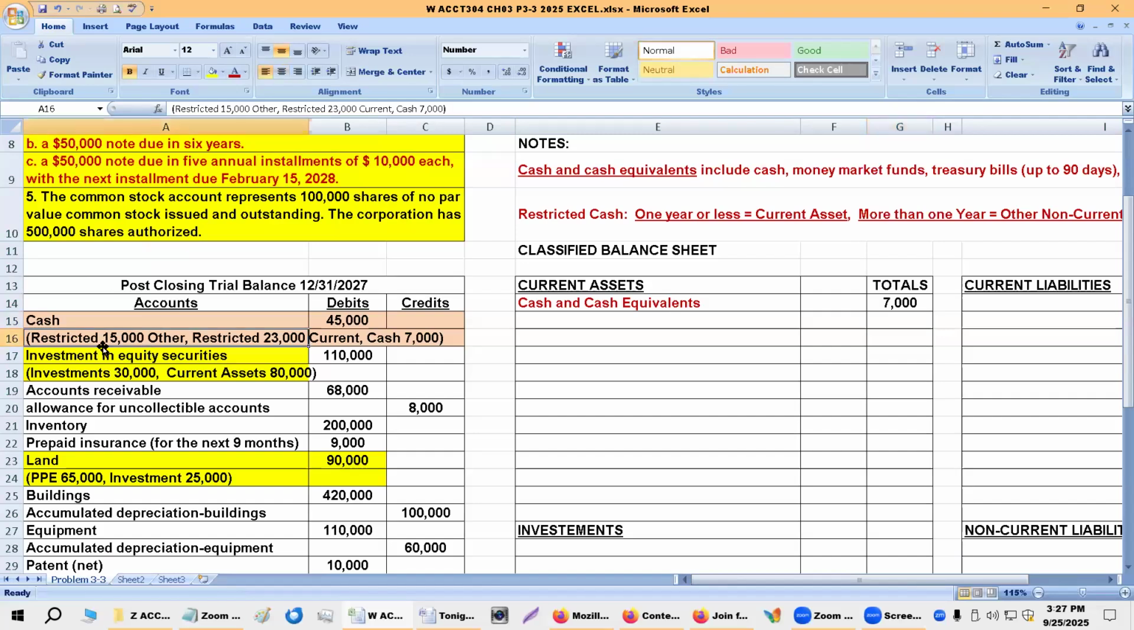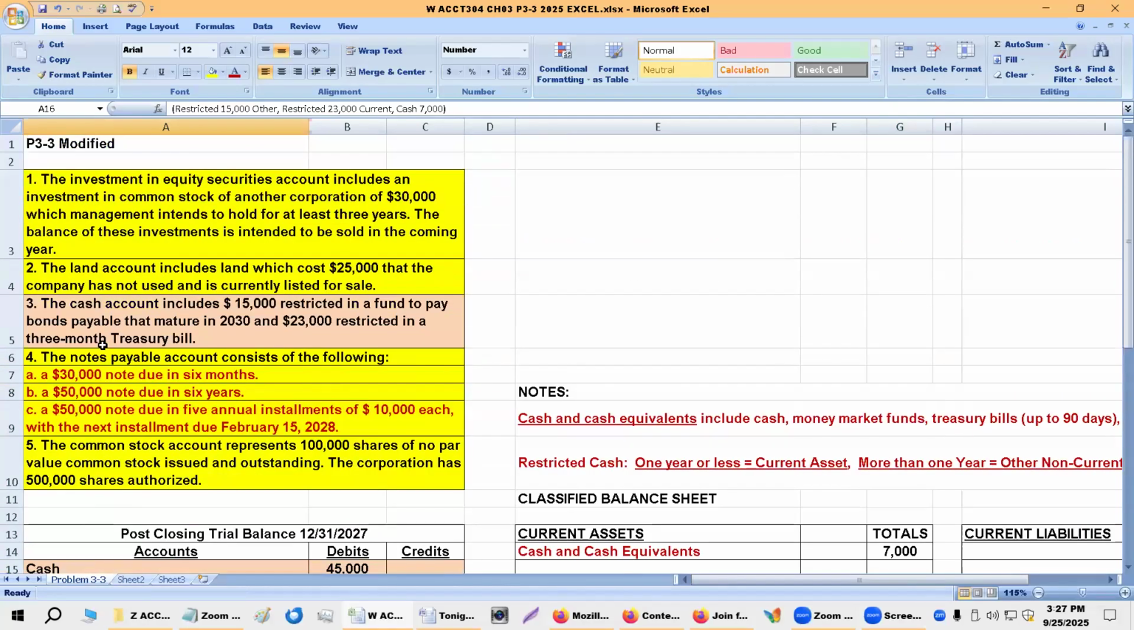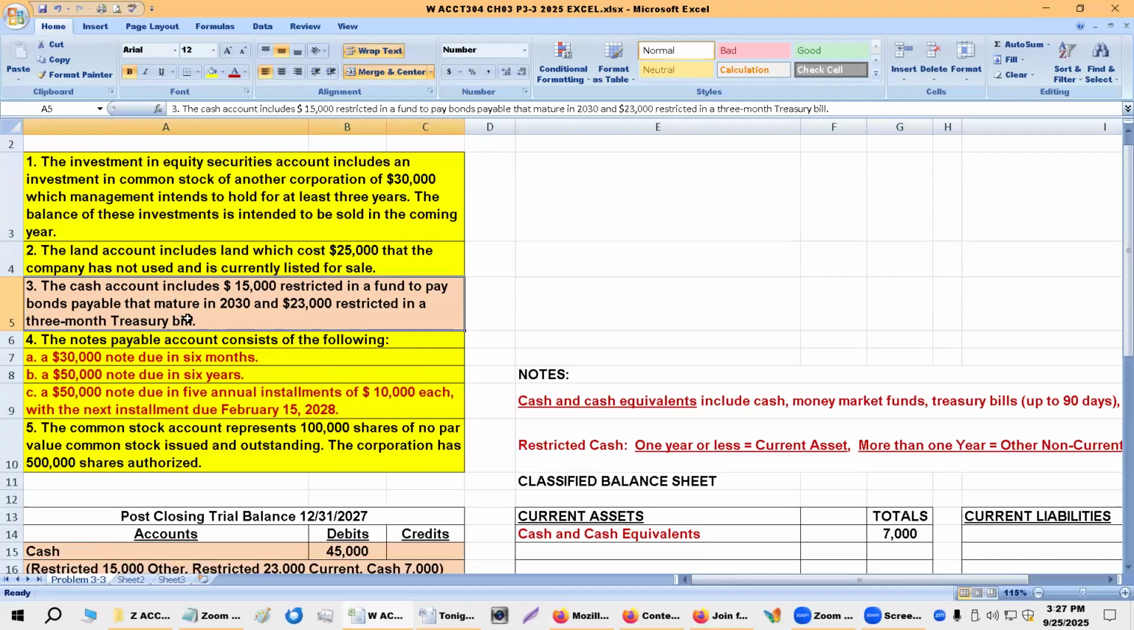Sir, wouldn't the cash and cash equivalents also include the restricted cash of 23,000 for the 3-month treasury bill? Because it's restricted, it wouldn't. If it wasn't restricted, it would definitely be in cash. Got it, thank you. That's an excellent question. I didn't think about that, but yes, that's absolutely true. If that treasury bill was not restricted, it would be in cash and cash equivalents. So it'd be 30,000 in there if it was not restricted.